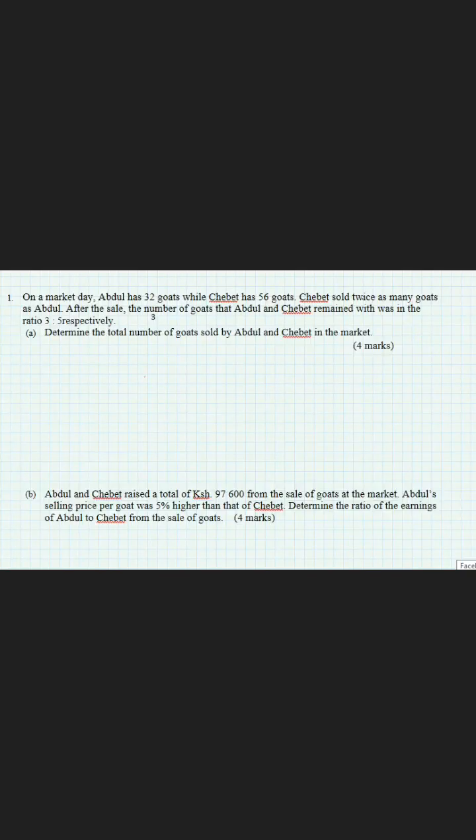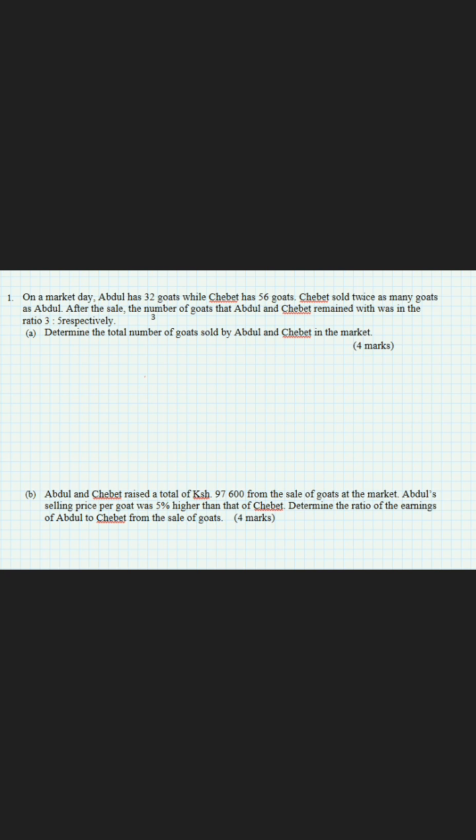So in this class, I want us to solve the question that we have on the screen. We are told on a market day Abdul had 32 goats while Chebet had 56 goats. Chebet sold twice as many goats as Abdul. After the sale, the number of goats that Abdul and Chebet remained with was in the ratio 3:5 respectively.